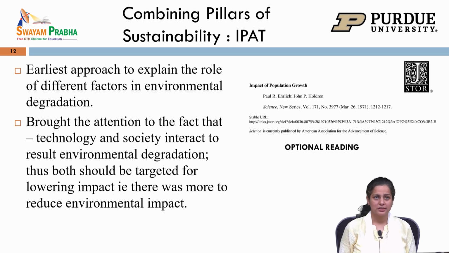So it was the earliest approach to explain the role of different factors in environmental degradation. It brought the attention to the fact that technology and society interact to result in environmental degradation, and hence if we want to really reduce the impact on the environment, we have to target all of this. Of course, it is kind of combining the pillars of sustainability into one equation, and you can see if you change different levers in the whole system, how much the impact is affected.